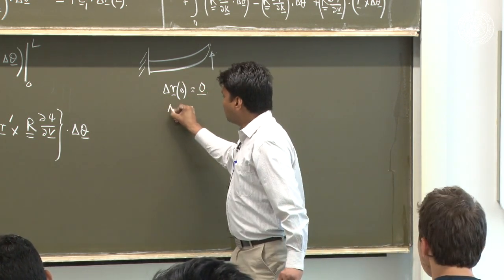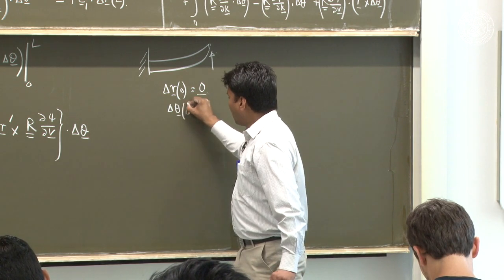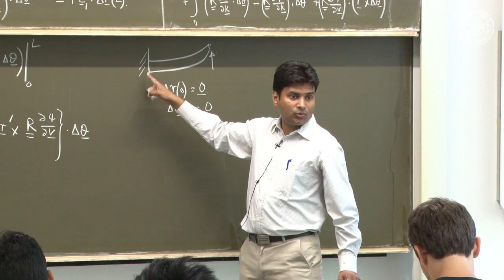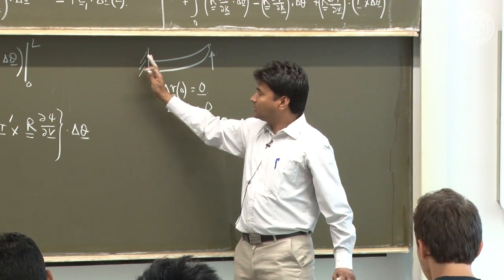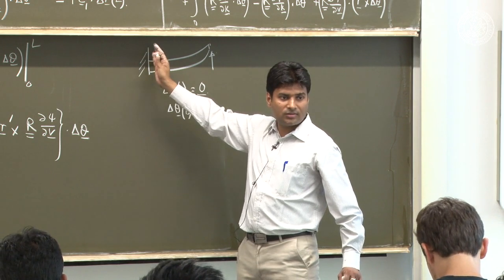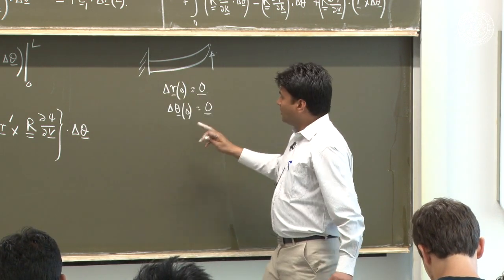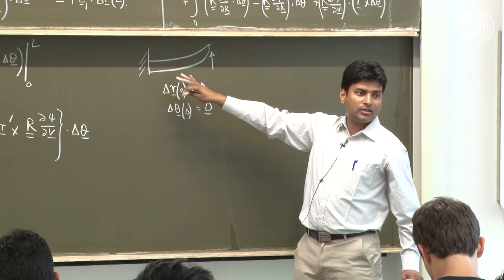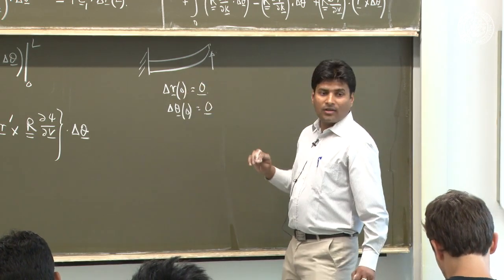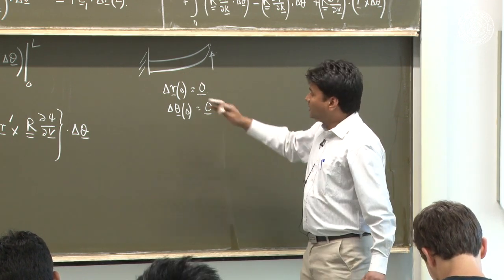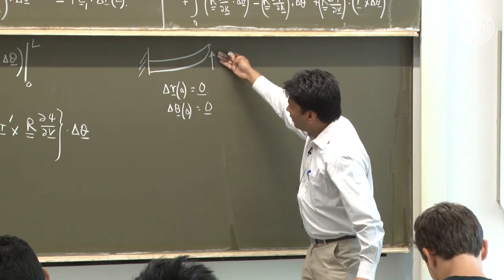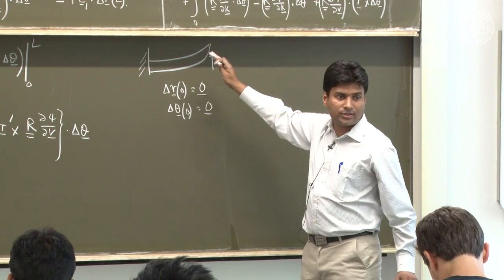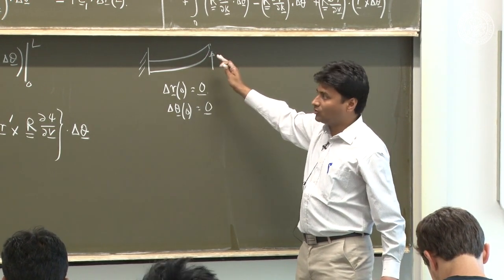And similarly, delta theta at 0, that's also equal to 0. You are not allowed to even perturb the rotation. The cross section is fixed, it can't rotate further. So at 0, the perturbations have to vanish. That's the admissibility criteria on the perturbations, right? But there is no such restriction at s equal to L. Here it can even move and also rotate. There is no restriction on perturbations at s equal to L.